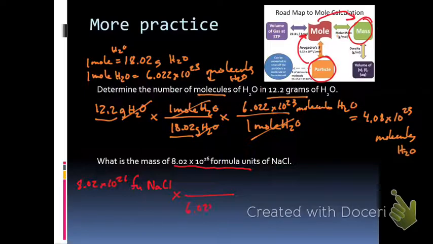The formula units need to go on the bottom. Oops, let me write the whole thing. So now I'm at 1 mole of NaCl, right? If I cross cancel my units. So I'm here. Now I got to do another step, which is figuring out the molar mass. So 1 mole of NaCl equals 58.44 grams of NaCl.